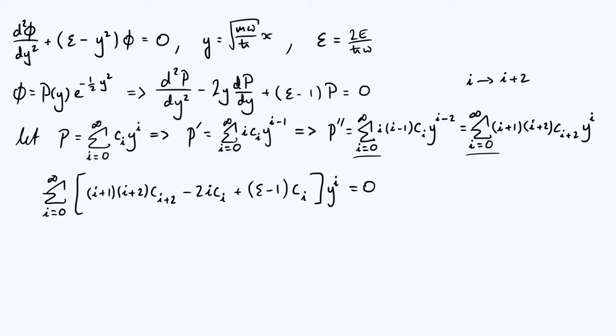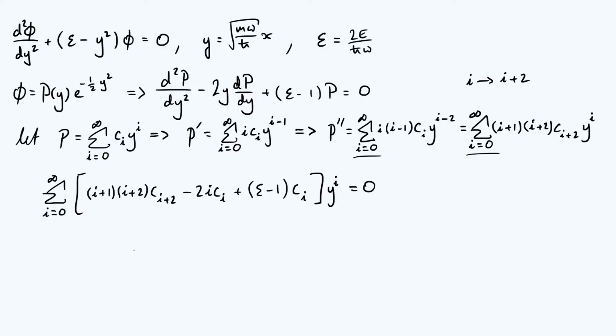What I mean by that is, if you have some constant times y squared and some other constant times y cubed, for example, no matter how much y cubed you subtract from y squared, you can never make that equal to 0 for all values of y, unless the coefficients themselves are 0, right? So if we want this infinite sum to be equal to 0 for all values of y, we need to set the square bracketed term equal to 0, right? So all of that stuff is 0, and that gives us a recurrence relation for c_{i+2} in terms of c_i.